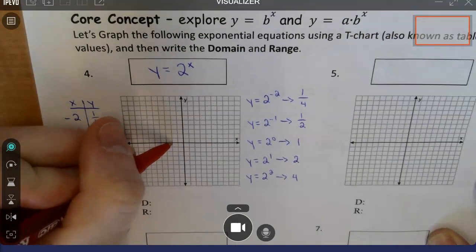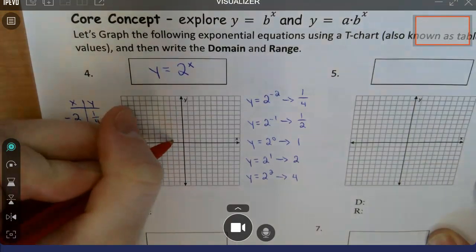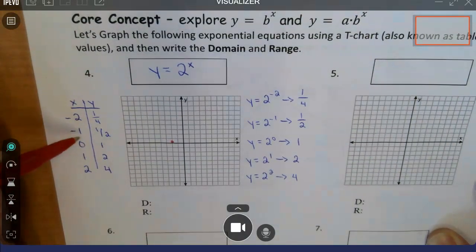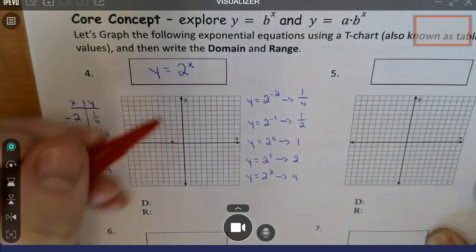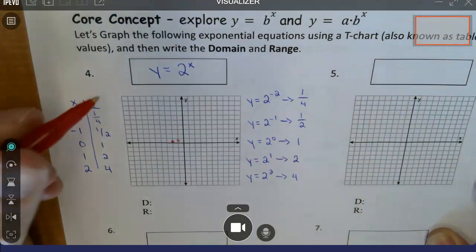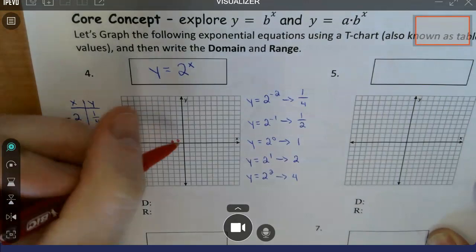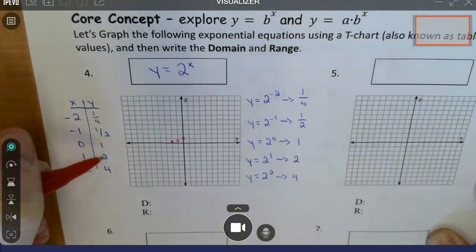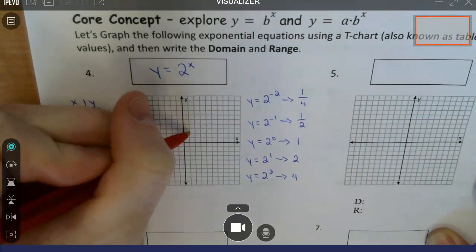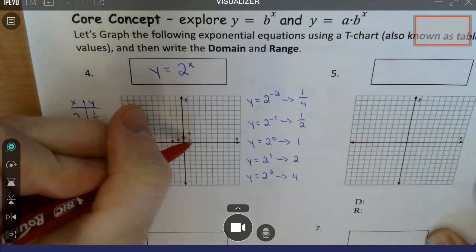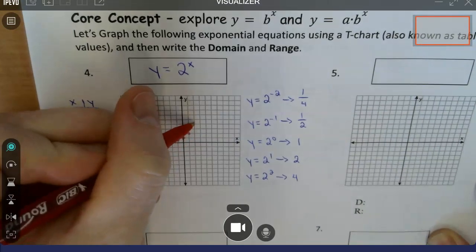-2 on the x-axis, up 1/4 on the y. That's barely up. And then I go -1, so that's left 1, and then up a half. We're still not growing very much, but then if we go 0 and 1, that's right here, and then 1, 2, that's right 1, up 2, and then right 2, up 4.